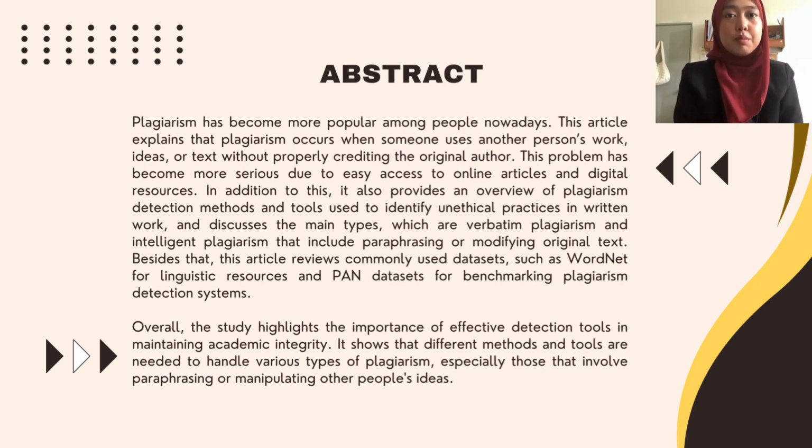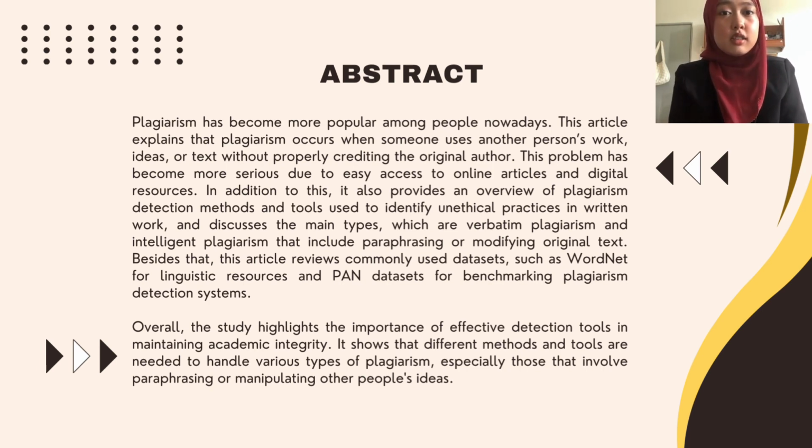Plagiarism has become more popular among people nowadays. This article explains that plagiarism occurs when someone uses another person's words, ideas, or text without properly crediting the original author. This problem has become more serious due to easy access to online articles and digital resources. In addition to this, it also provides an overview of plagiarism detection methods and tools used to identify unethical practice in written work, and discusses the main types, which are verbatim plagiarism and intelligent plagiarism that include repurposing or modifying original text. Besides that, this article reviews commonly used datasets such as WordNet for linguistic resources and the PAN dataset for benchmarking plagiarism detection systems.